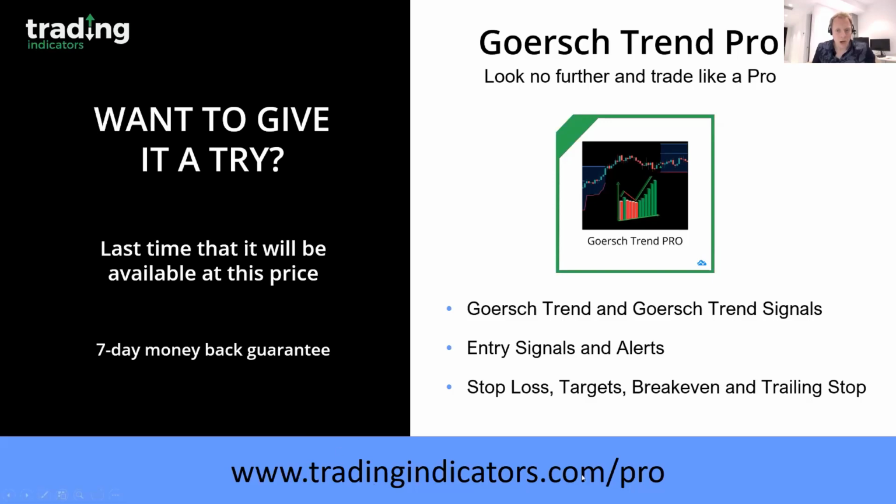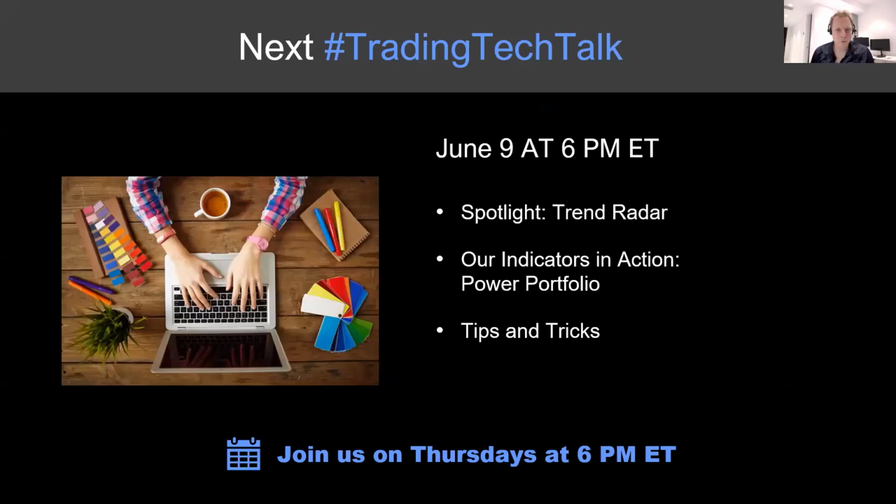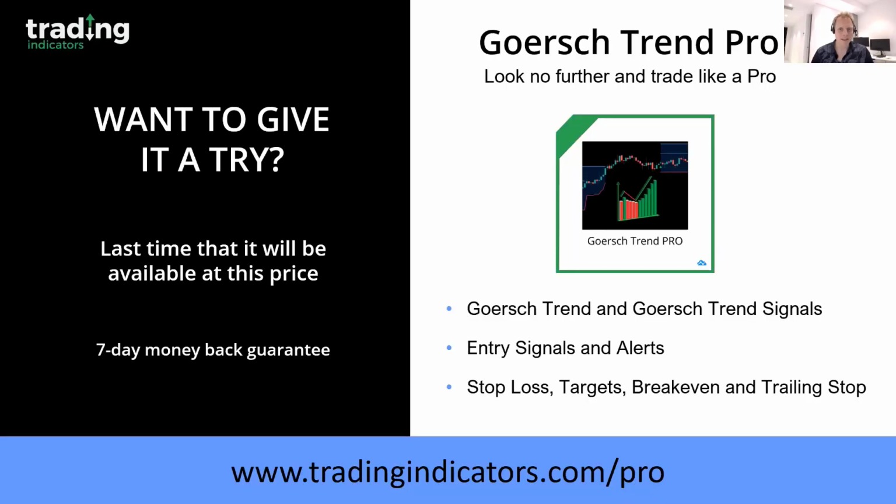This leaves me with a quick outlook for next week's webinar, which will be next Thursday, as always, at 6 p.m. Eastern. And the spotlight topic will be our Trend Radar indicator, which is an indicator which currently only exists for the Wealth Charts platform. But for next week, we are going to have this indicator available for all our other supported platforms as well. Martin, do you want to wrap up the session?